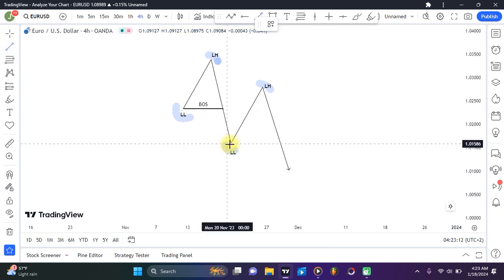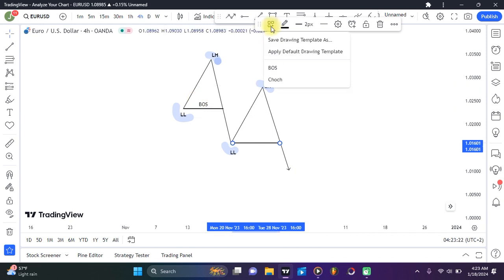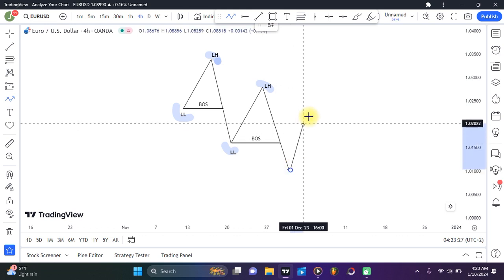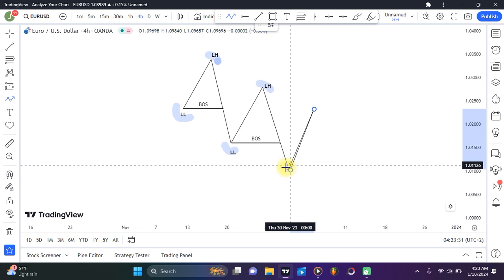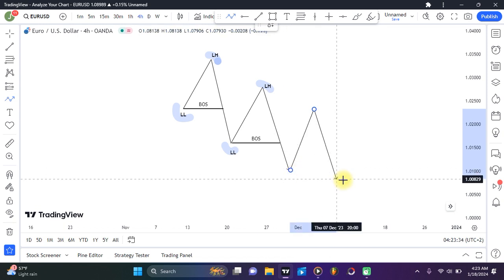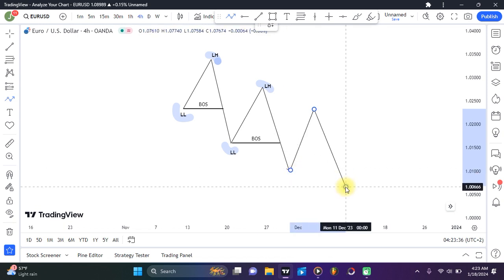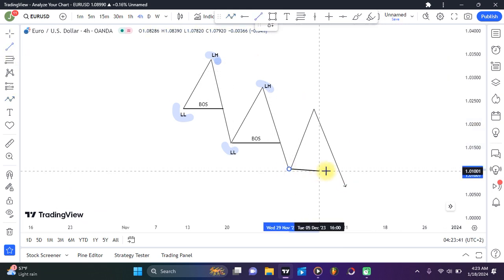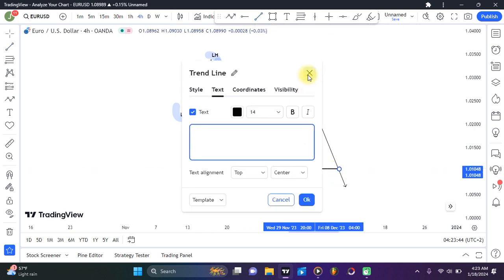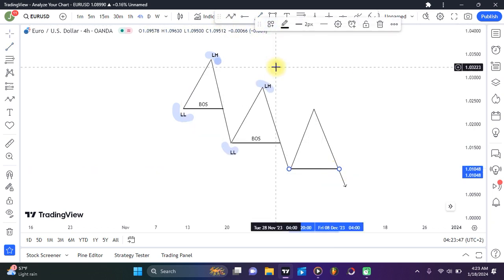And when the market came again and took out this lower low here, this was also our break of structure. And if the market reverses like this, pushes back to the upside and then takes out this lower low here, that is also going to be a break of structure. So we can label that as a break of structure like this.